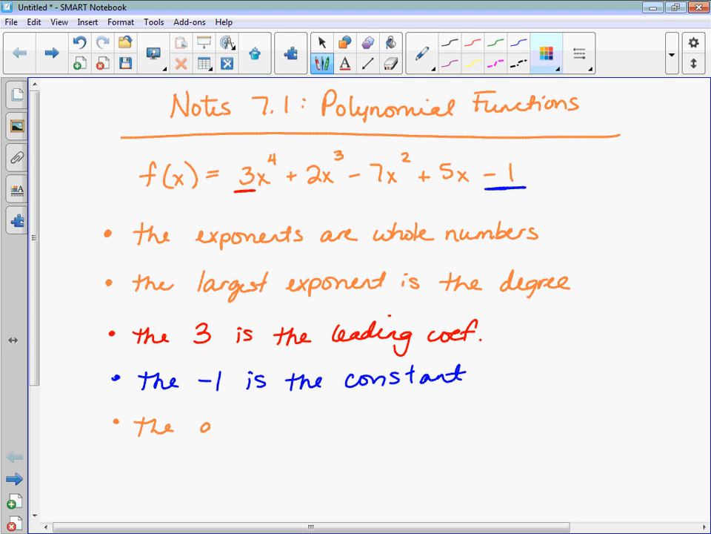The graph is smooth and continuous. So last unit when we did poles, asymptotes, jumps, if you have any of those discontinuities, it is not a polynomial. Okay.